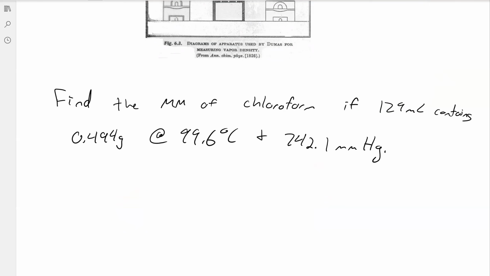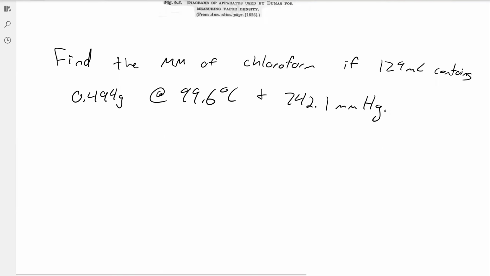So you had some amount of chloroform, you put it into a container, you heated it up probably in a hot water bath to about 99.6 degrees. It became a gas inside of a 129 milliliter container. And then the atmospheric pressure was 742.1 millimeters of mercury. And then when you let it cool down, you weighed the liquid that remained, and it was 0.494 grams. So again, this is just a relatively plug and chug type of problem.